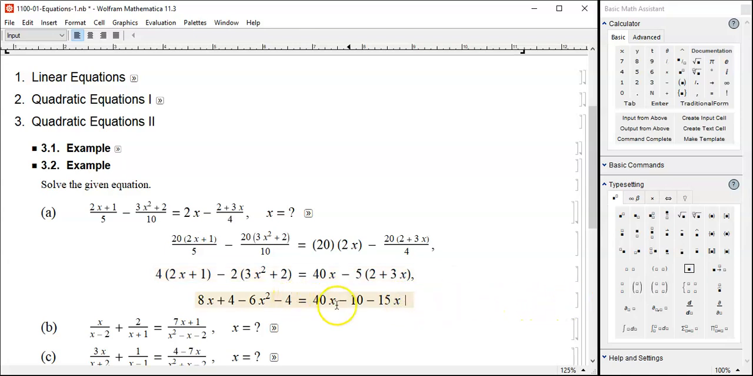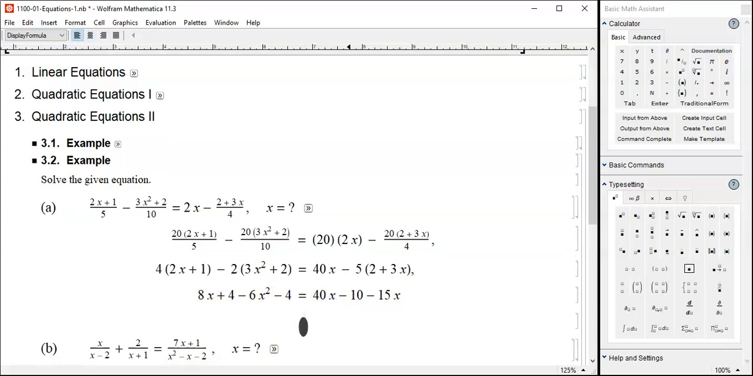Okay, looks like some further simplification is in order. We have negative 6x squared plus 8x. And then plus 4 minus 4 will cancel each other out. On the right hand side, we have 40x minus 15x. So that's 25x minus 10. Does it look right?